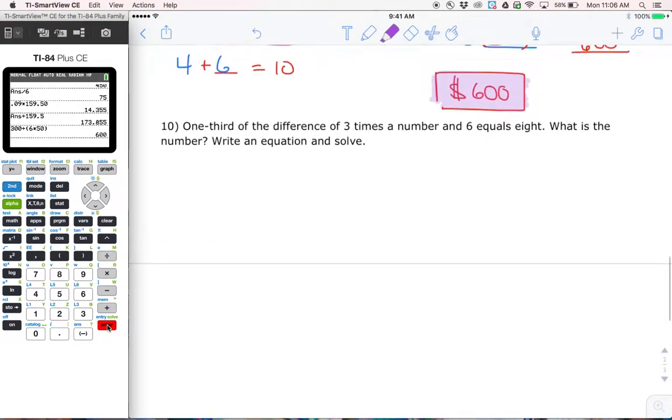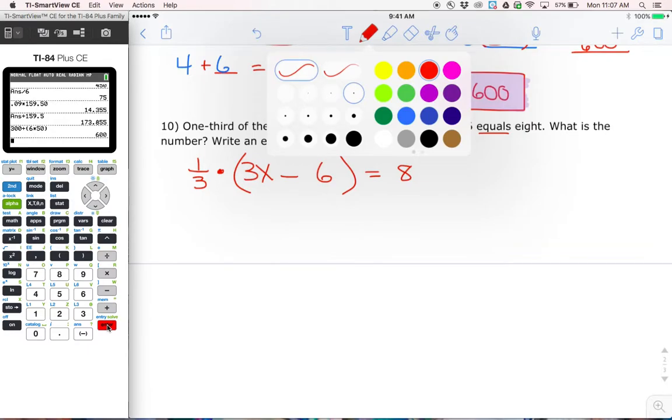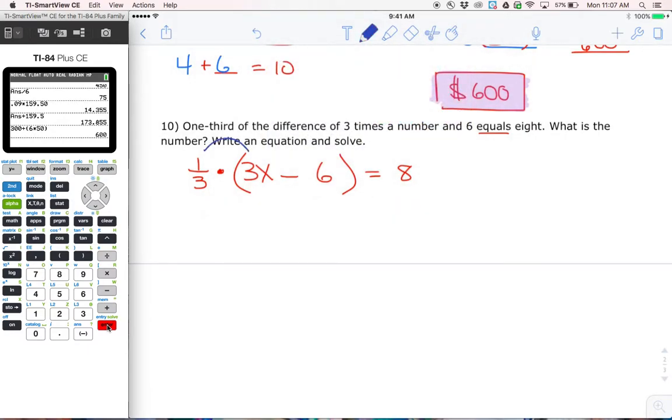Problem 10. Here we go. 1/3 of the difference of 3 times the number and 6 equals 8. Just read carefully and write as you read. So 1/3 of, that's times, the difference of, so we're subtracting 2 things, 3 times the number, so 3x, and 6, and then you read equals 8. If you can get this far, you can finish this problem. You can solve it. So just take your time writing the equation.